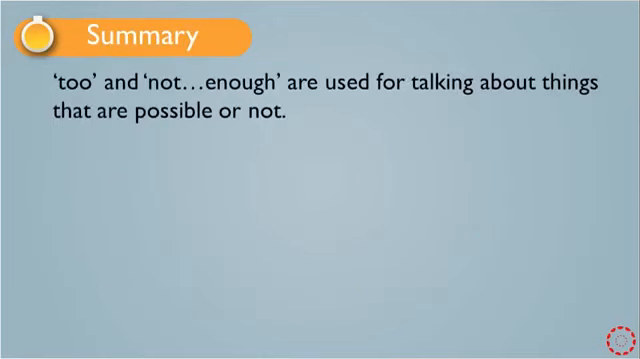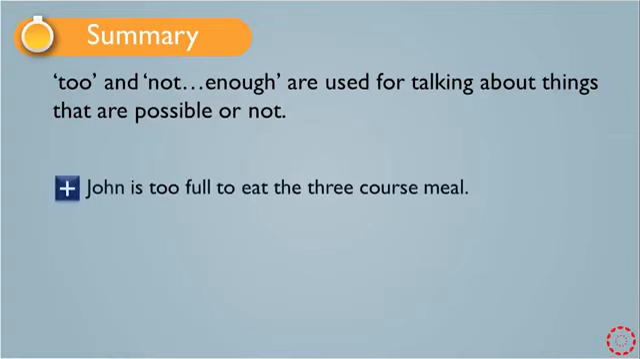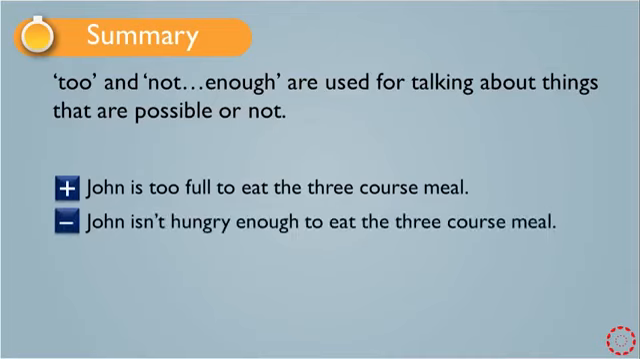Now, we have the summary. "Too" and "not enough" are used for talking about things that are possible or not. John is too full to eat the 3-course meal. John isn't hungry enough to eat the 3-course meal.